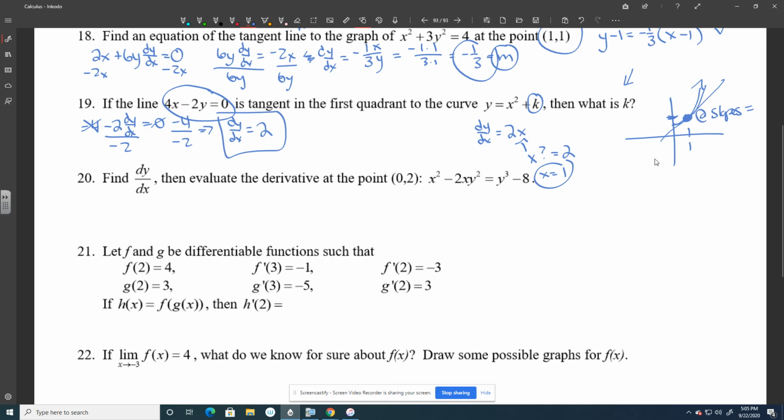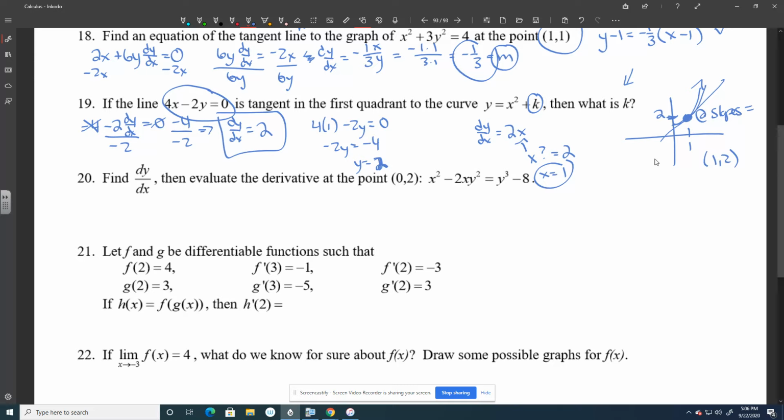So if I plug in x equals 1, I get 4 times 1 minus 2y equals 0. So negative 2y equals negative 4. So y equals 1, or not 1, y equals 2, because when I divide by negative 2, I'm going to get 2. So that means that the point where these are equal to each other is at 1, 2. So my point is 1, 2.